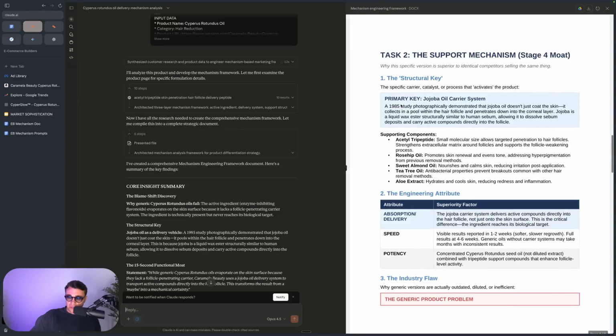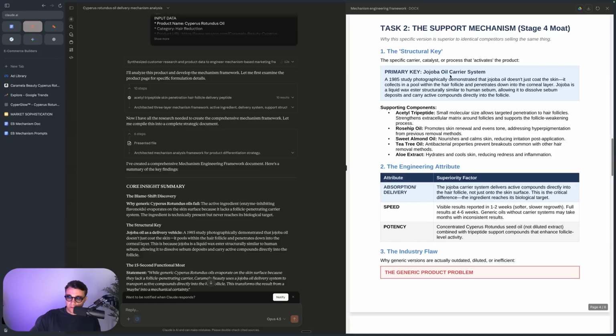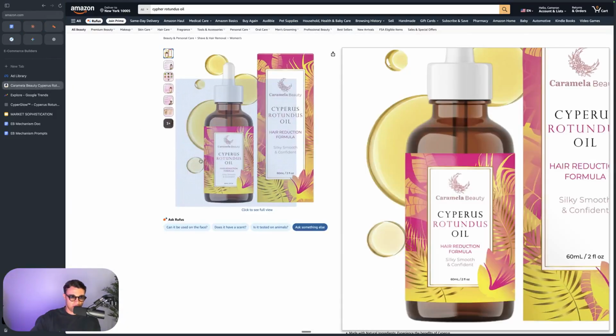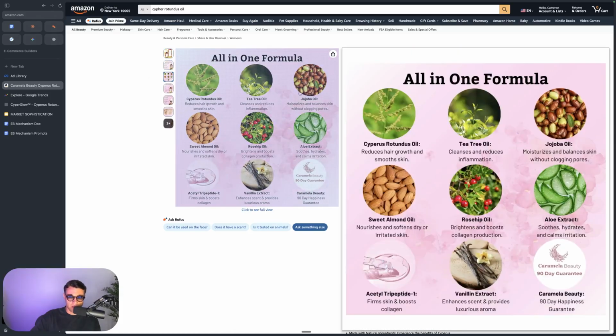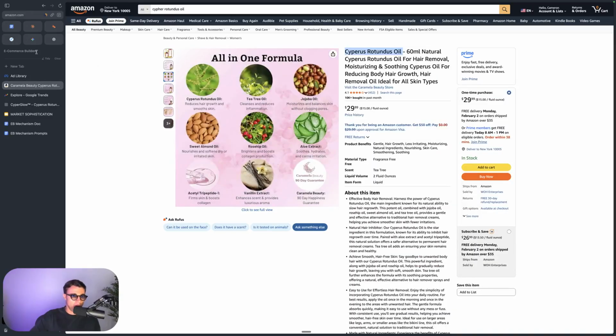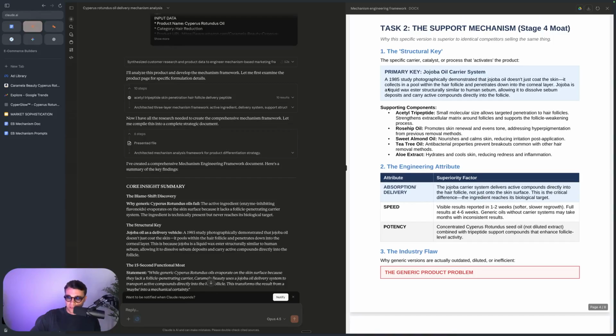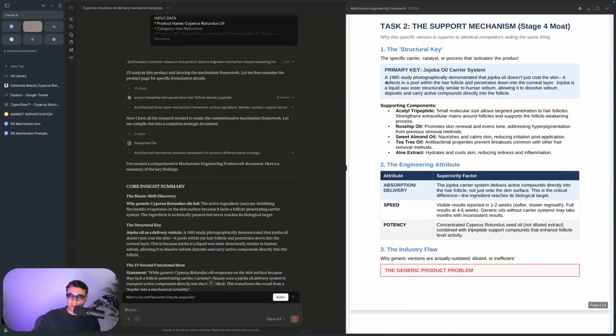So the structural key, the specific carrier, catalyst, or process that activates the product. So primary key. Okay, so you can see it's already got jojoba oil carrier system. So this is good, it's already analyzed the ingredients. So let's see, where's the ingredients? Okay, here. So it's locked onto this ingredient here, jojoba oil. And you can see it's actually pulled out real research as well. So again, you're not just making this up, this is actually validated.